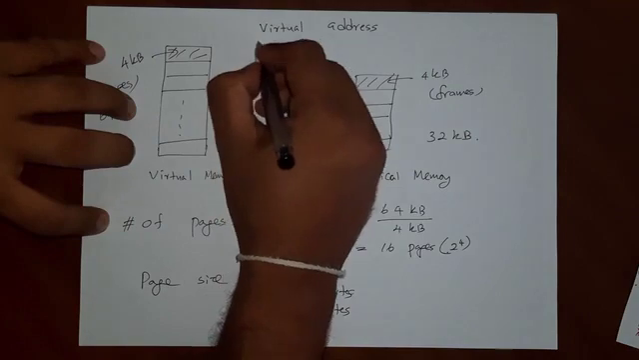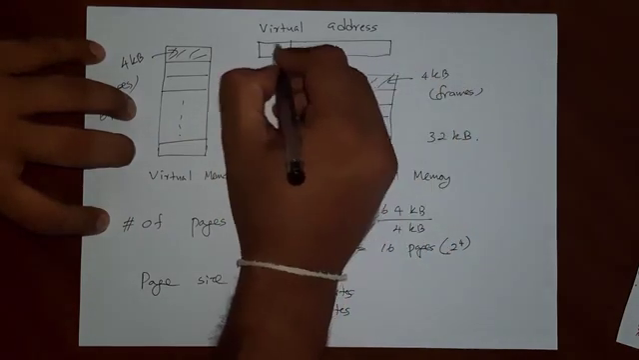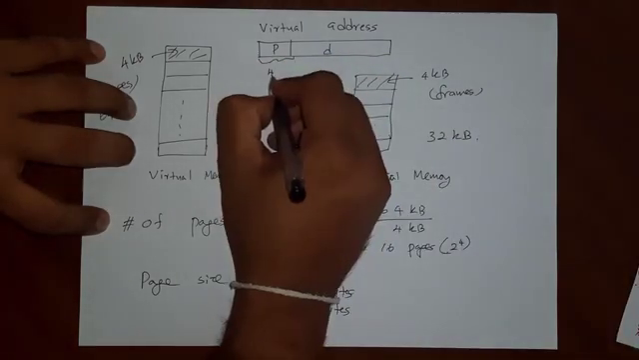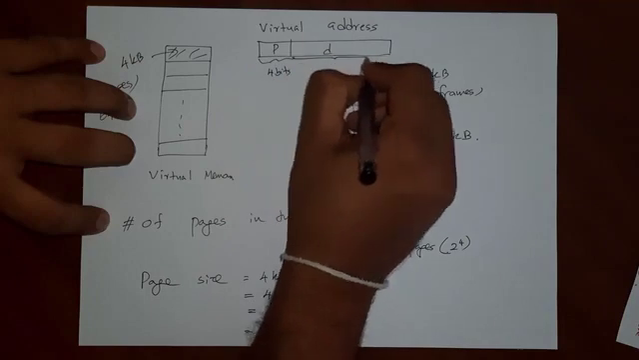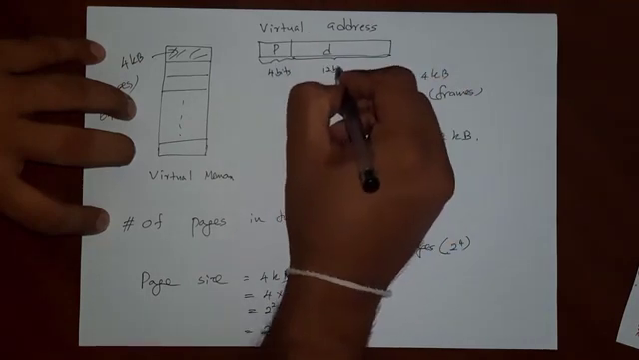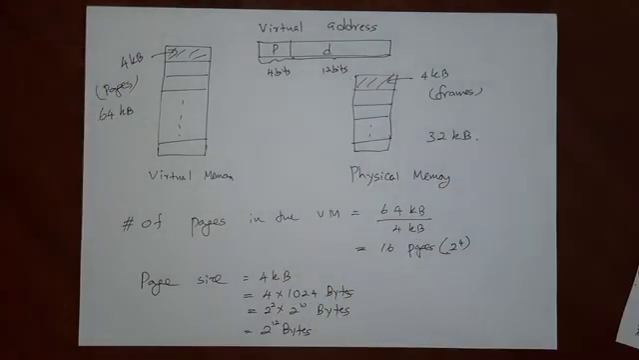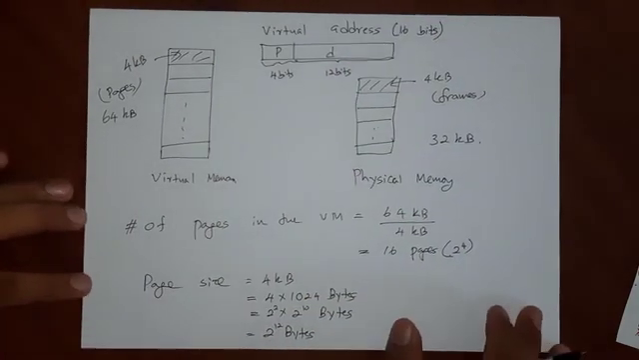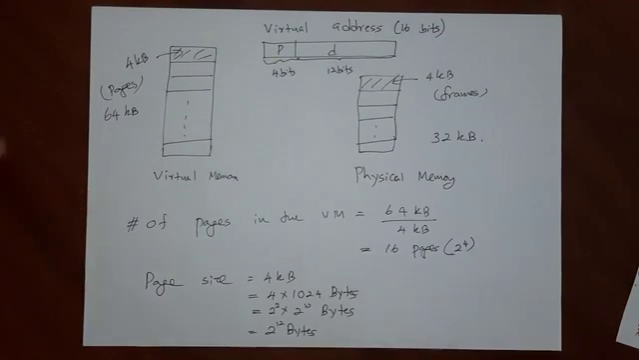So you have two parts, page number and the offset. The page number contains 4 bits. The other section contains 12 bits. 4 bits and 12 bits, so altogether a 16-bit virtual address. This is about the virtual address. If you want something to write down, some of these things are answers. We'll talk about the answers later. Just have the background idea of the question.